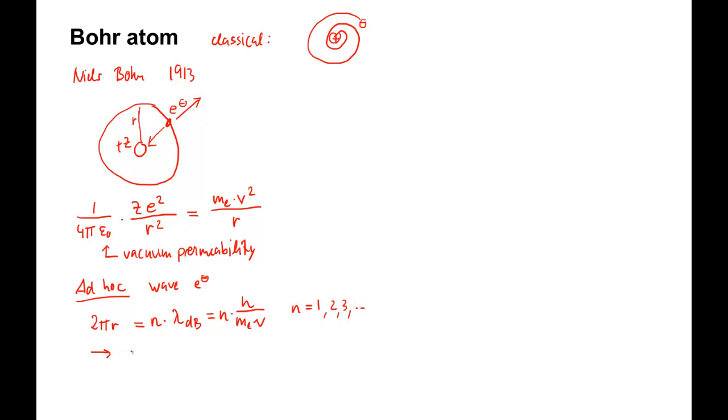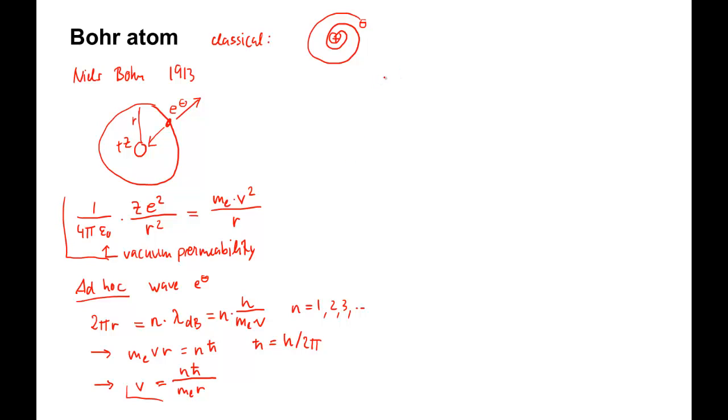Rearranging this, we get m_e v r equals n h bar, where h bar is the reduced Planck constant given by h over 2 pi. And reducing this further to isolate the velocity, we get v equals n times h bar divided by m_e r. Now let's insert this back into the original force balance equation.